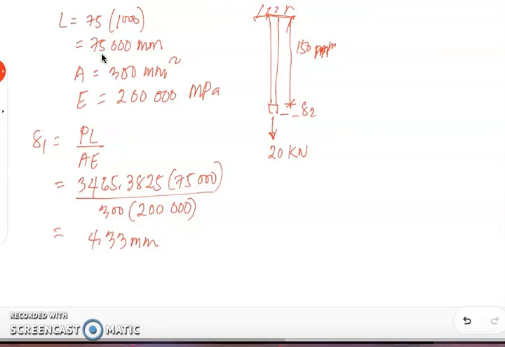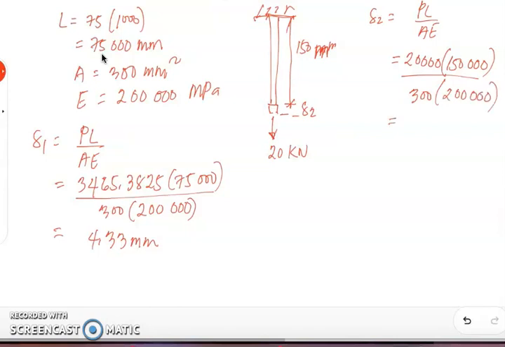And if we try to get the value for elongation due to the applied load, PL all over AE, our P is 20 kilonewton, so we simply substitute 20,000 newton. Our L is 150 meters, convert to mm, so we get 150,000 all over the area, which is 300 times E, which is 200,000. And this gives us a value of 50 mm.